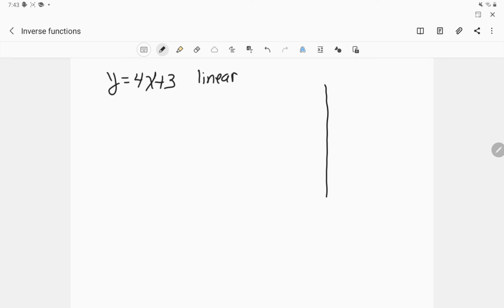Again, if I wanted to draw it, 4x plus 3, this is in mx plus b form, so 3 would be my y-intercept, 1, 2, 3.